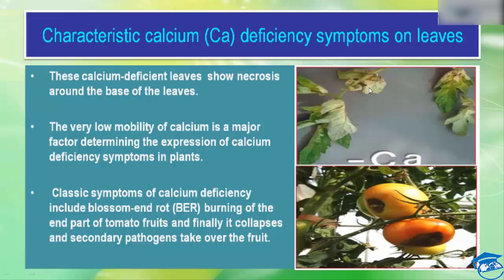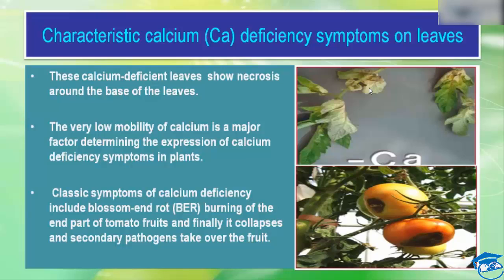The very low mobility of calcium is a major factor that determines the expression of calcium deficiency symptoms in plants, because it is very less mobile. So that's the reason determining the expression of calcium deficiency in plants is a little difficult.